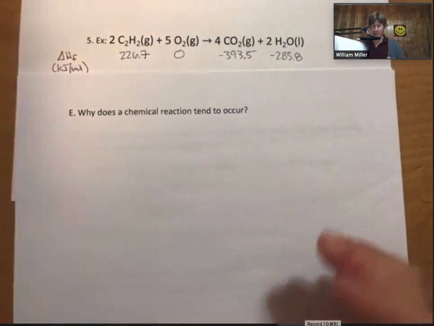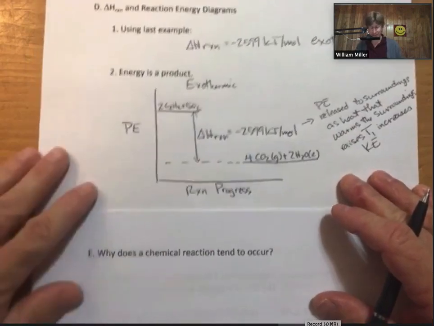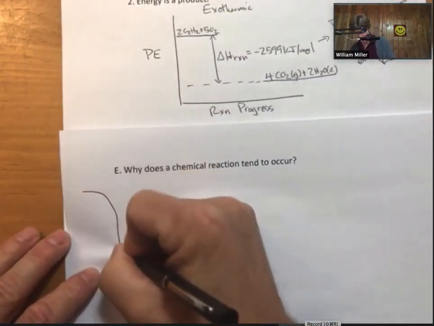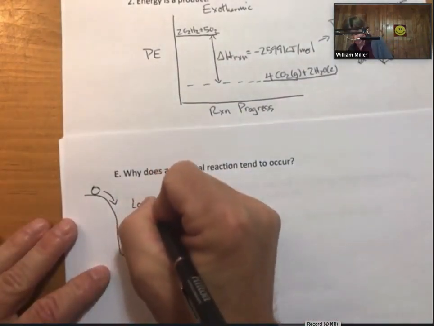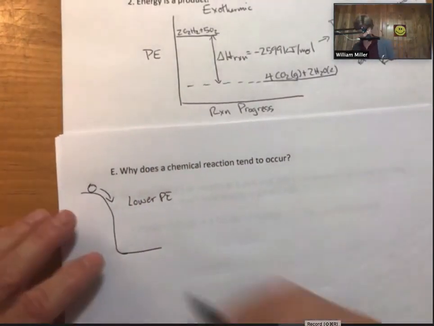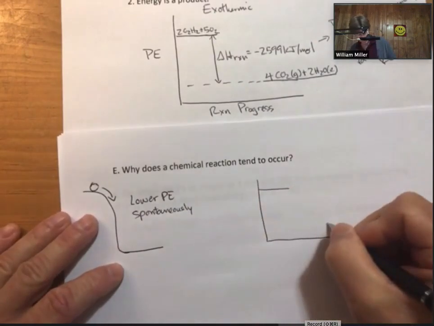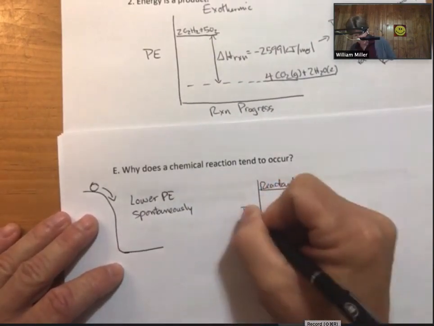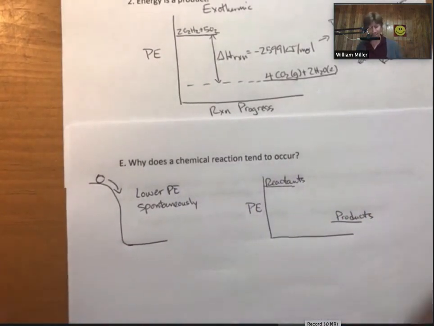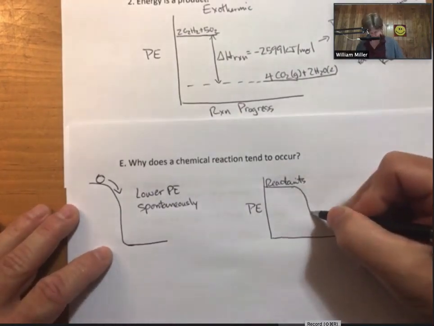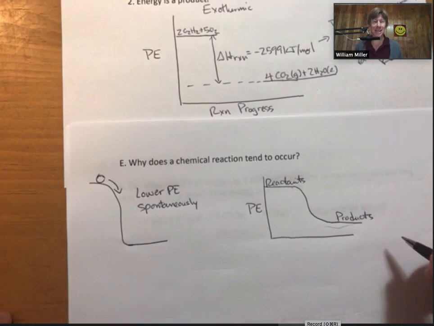Okay, so then we get to the question, why does a chemical reaction tend to occur? Piggybacking off of what we just said and relating it to physics, in the same way that a ball will roll down a hill to lower its potential energy spontaneously, reactants will lower their potential energy to become products in a spontaneous process. And I will be careful here. This is only part of the story. This is Chem 1010. This is only part of the story.